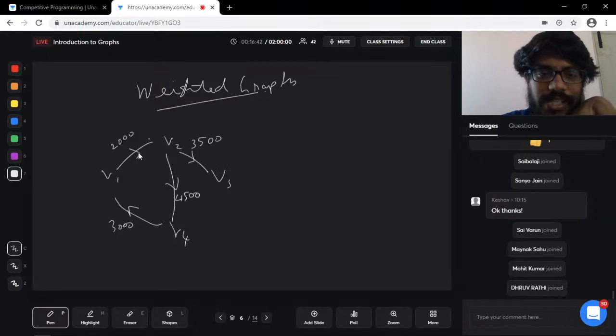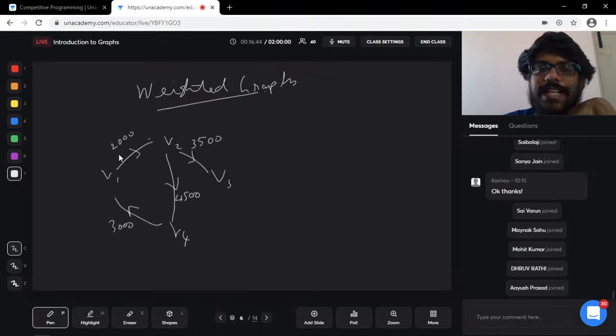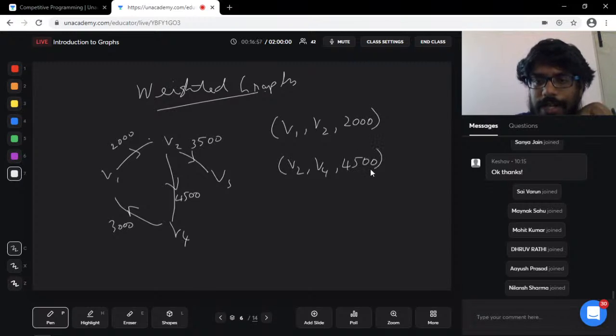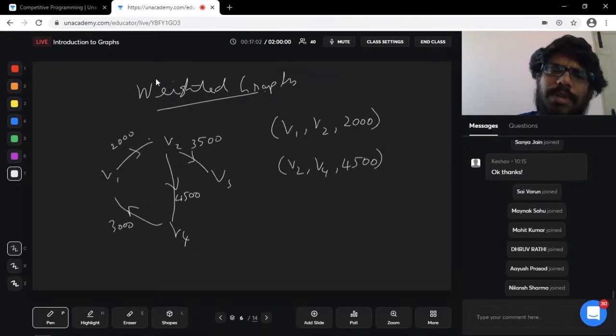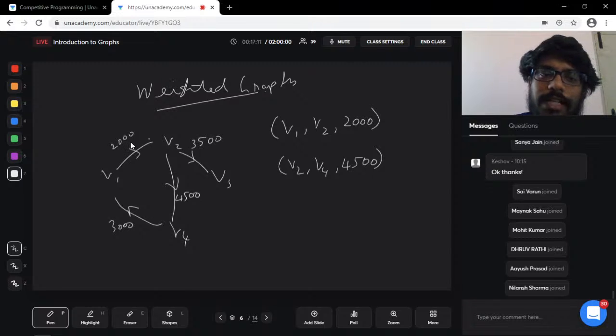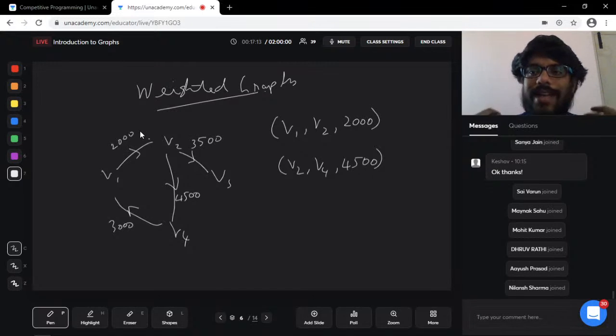So now this edge from v1 to v2 has a weight of 2,000. Instead of just writing v1 comma v2, I'll also add 2,000 here. Instead of having just v2 comma v4, I'll have this comma 4,500. So these edges now have a weight. Sometimes you could also call this the length of an edge, but the usual term we use is weight. This weight could have any significance you give to it.